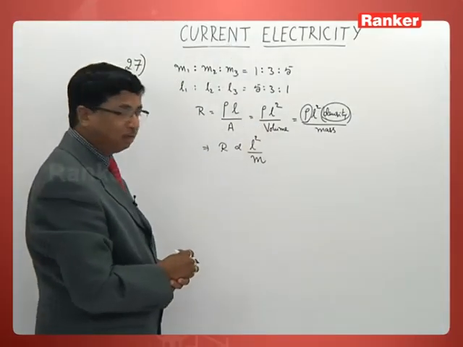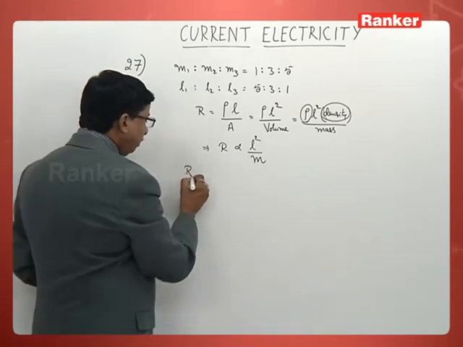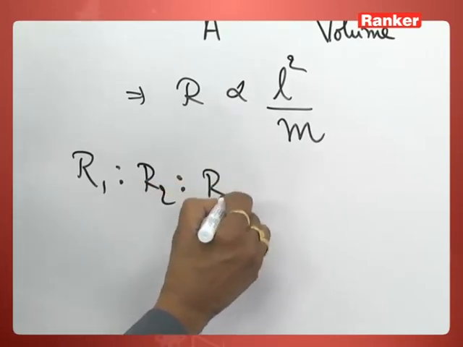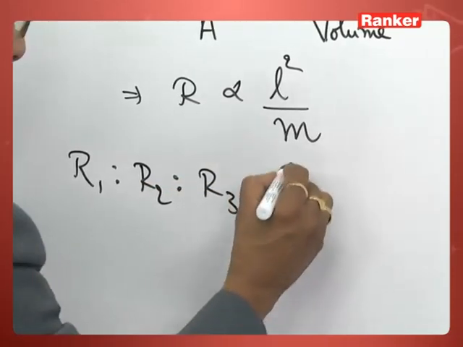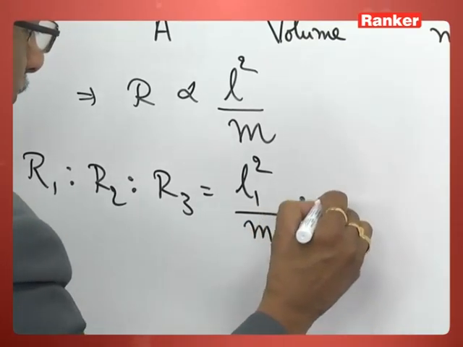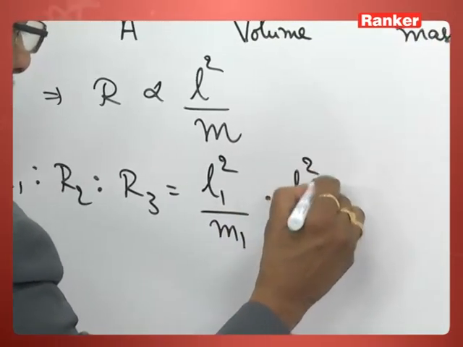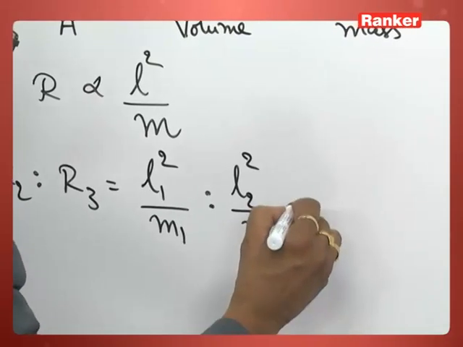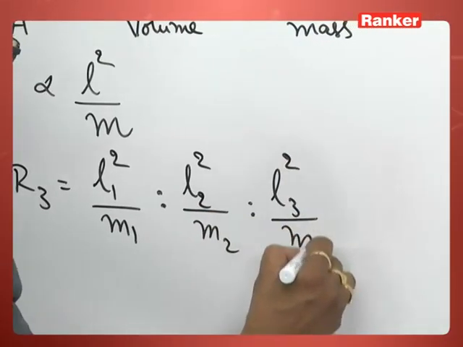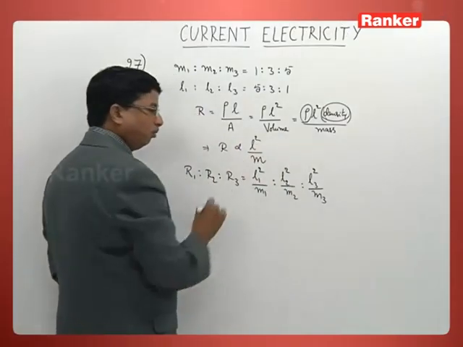That is the formula. So what can we write now? R1 : R2 : R3 is equal to L1 square by M1 is to L2 square by M2 is to L3 square by M3. That is the total ratio.